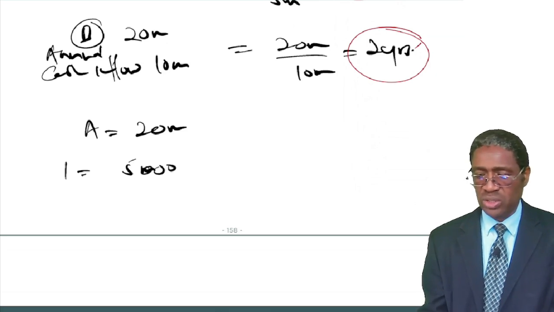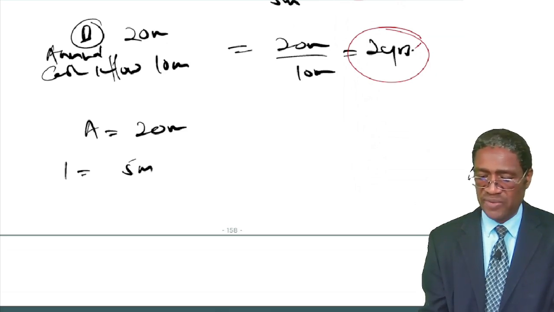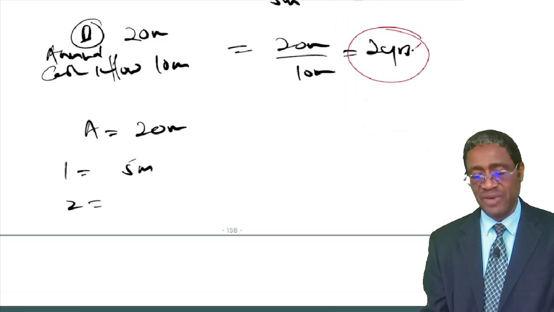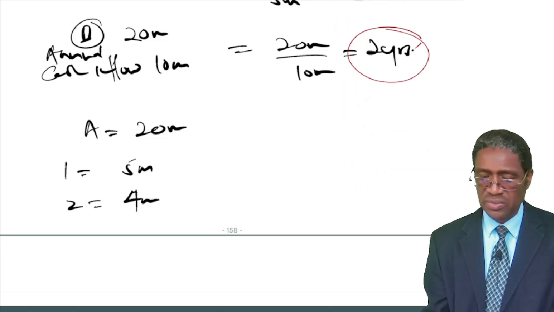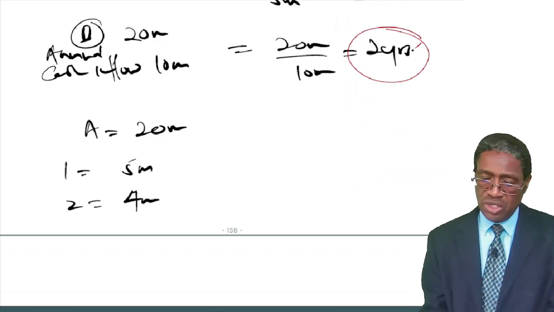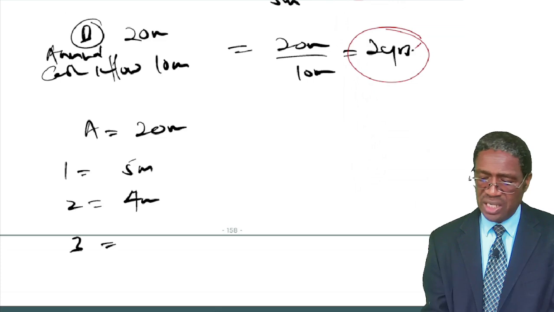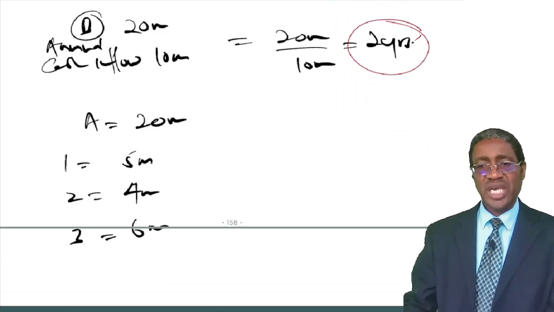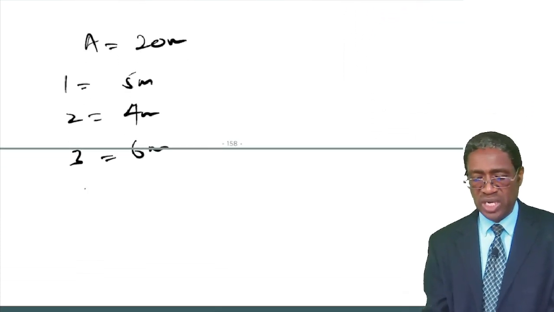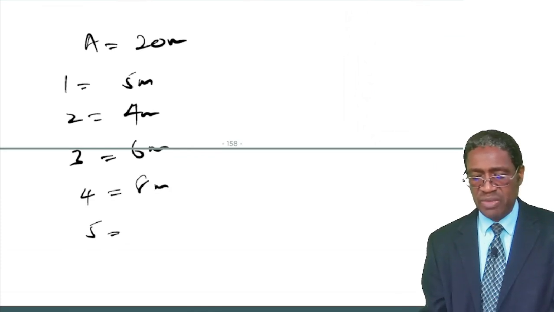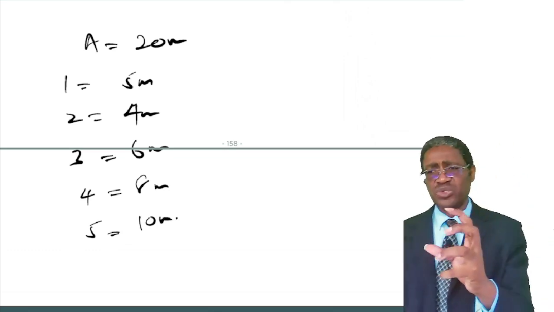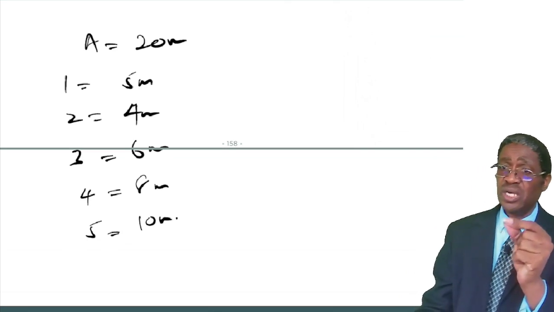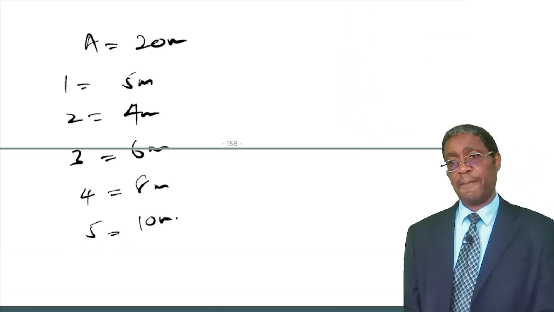In year 2, let's assume 5 million, that's what you recover. In year 2, you will recover maybe 4 million, or let's assume, 4 million. In year 3, you will recover maybe another 6 million. In year 4, maybe you will recover another 8 million. And in year 5, maybe you recover another 10 million. These are the cash flows that will be generated by the project in those 5 years.